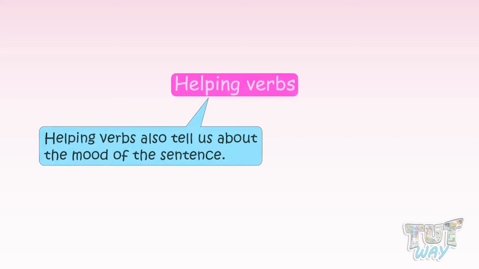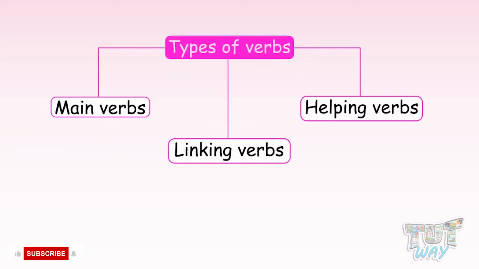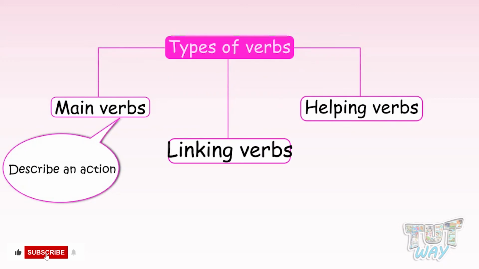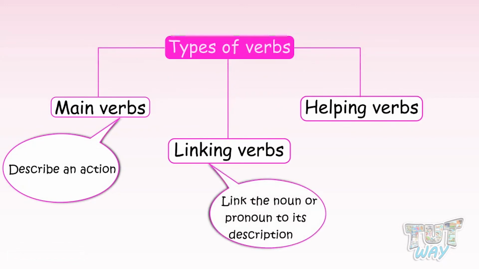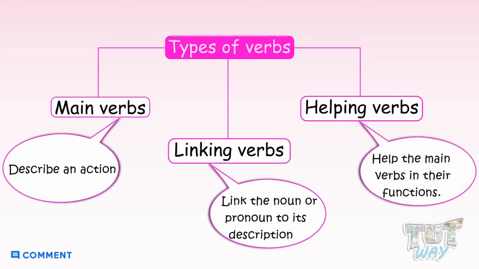Let's revise. Main verbs describe an action. Linking verbs link the noun or pronoun to its description. And the helping verbs help the main verbs in their functions. Kids, we will learn about tenses and mood in detail in our next sections. So kids, we learned about a variety of verbs. We will learn further about the types of verbs in detail in our next sections.